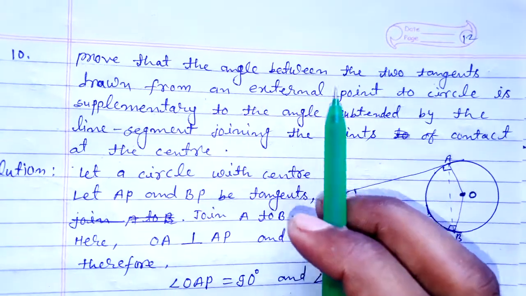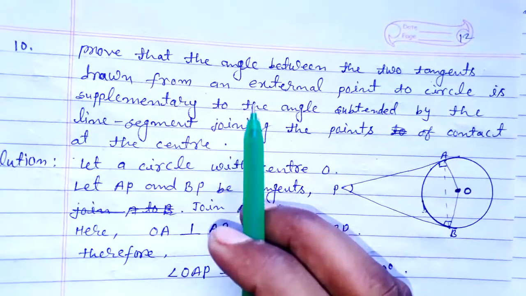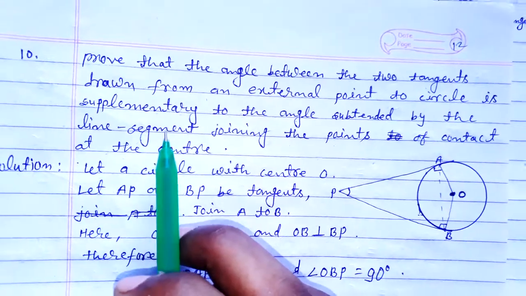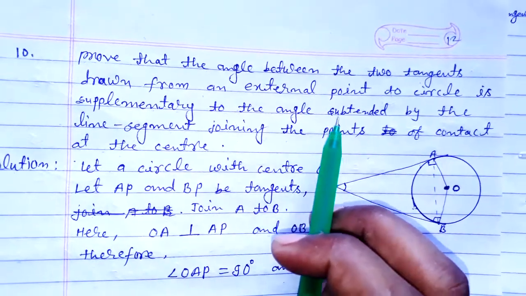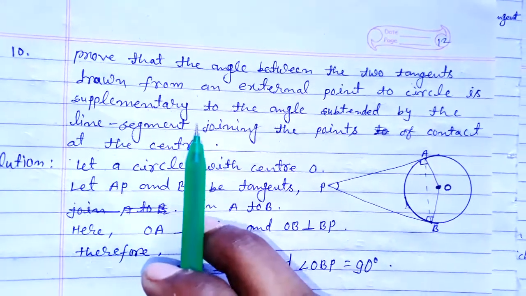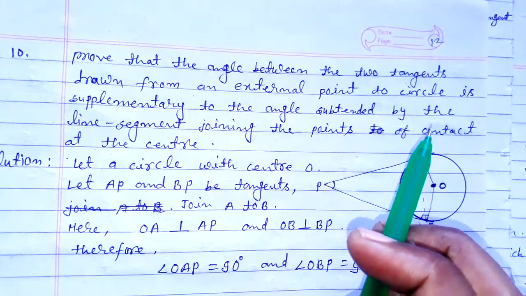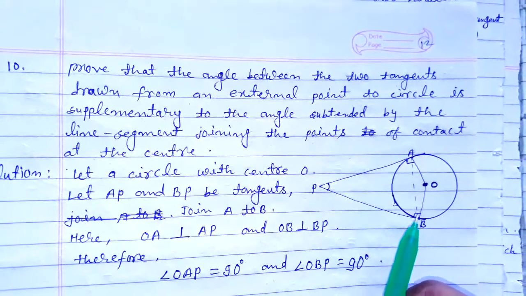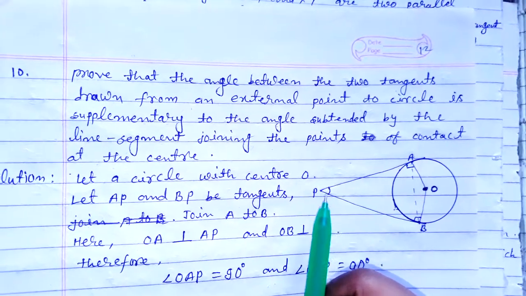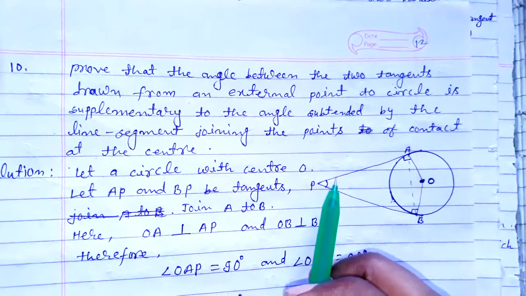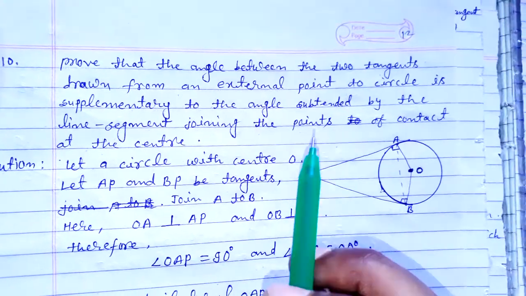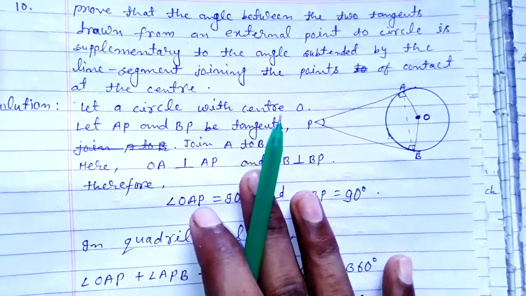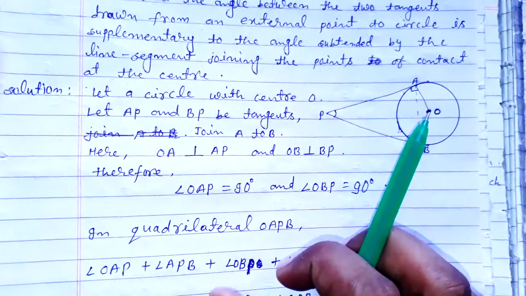Prove that the angle between the two tangents drawn from an external point to a circle is supplementary to the angle subtended by the line segment joining the points of contact at the center. This angle APB and this angle AOB, the sum of these angles is 180 degrees, so they are supplementary.